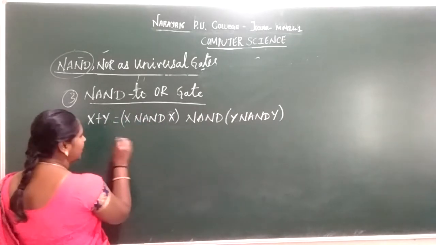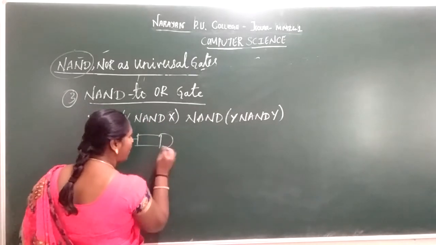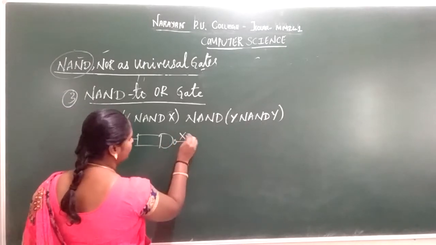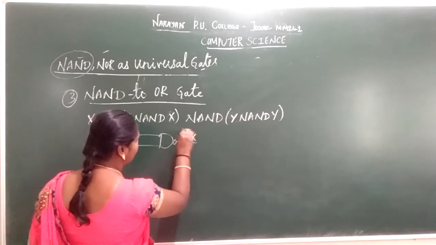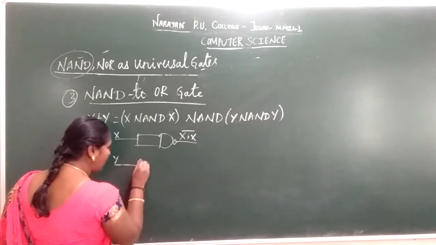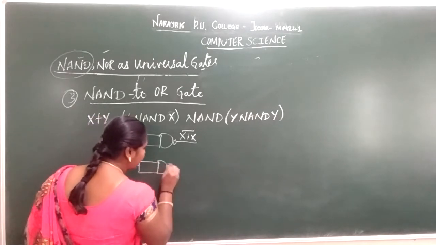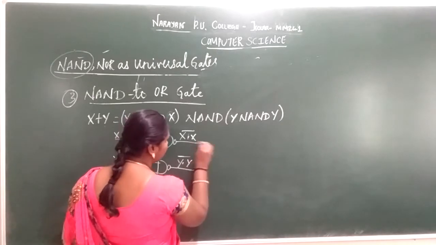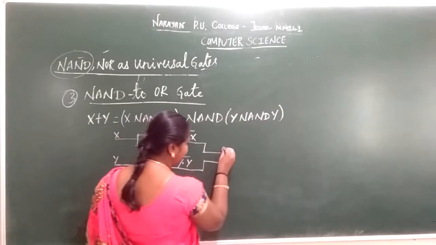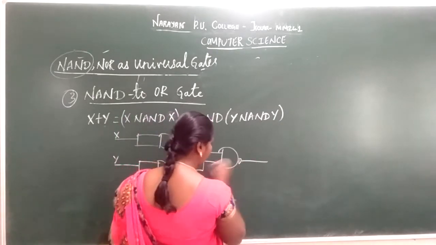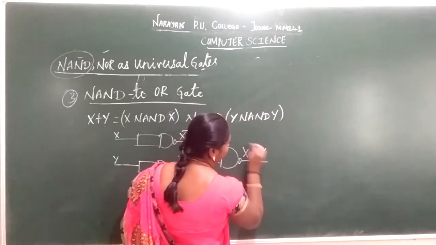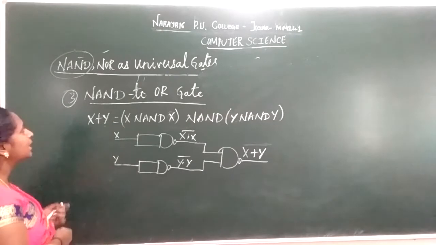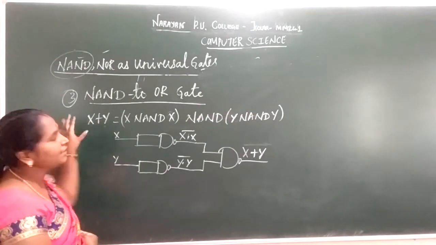So the logic diagram is, I am taking one NAND gate with input x, so here x into x the whole bar. Another one, y as my input, so here y into y the whole bar. So this should be given to another NAND gate. So my output will be x plus y. So this is the logic circuit diagram for a NAND gate to OR gate.